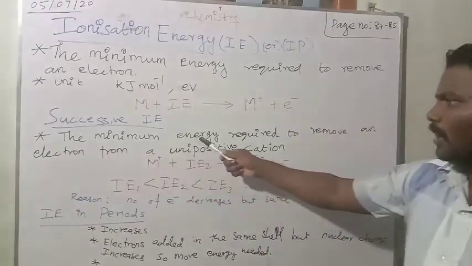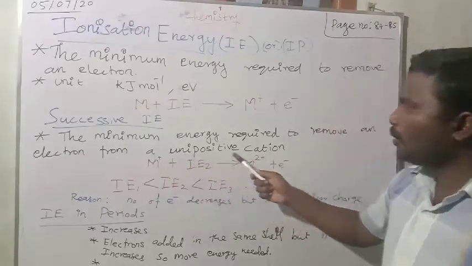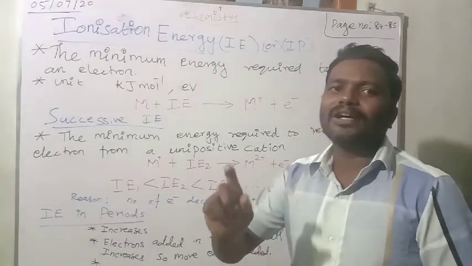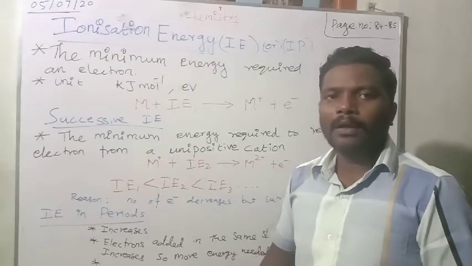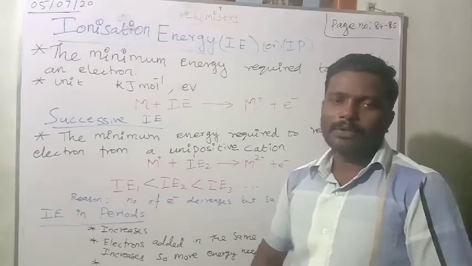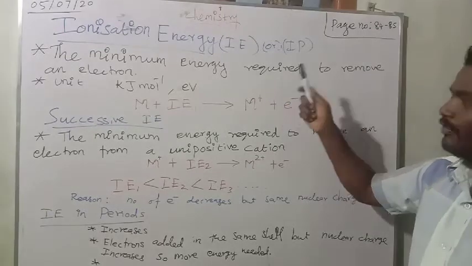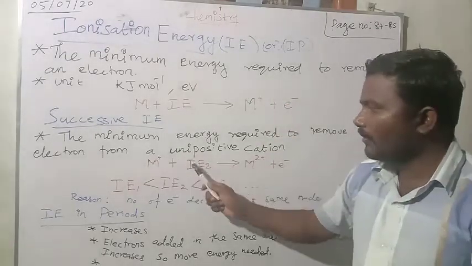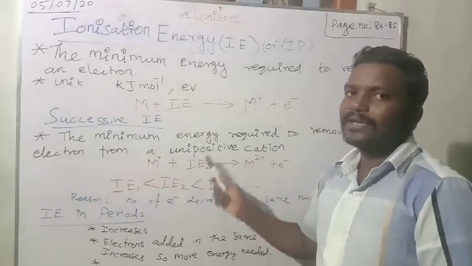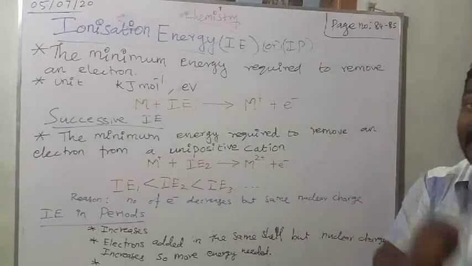The minimum amount of energy required to remove an electron from a unipositive cation. What do you mean by unipositive cation? A plus one charged cation. Plus means cation, plus 1 means unipositive, plus 2 means dipositive. So unipositive means like this. It is already a unipositive cation. From the unipositive cation, we apply some energy again. That is second ionization energy. Because of this applied energy, we are able to remove one more electron from the same.